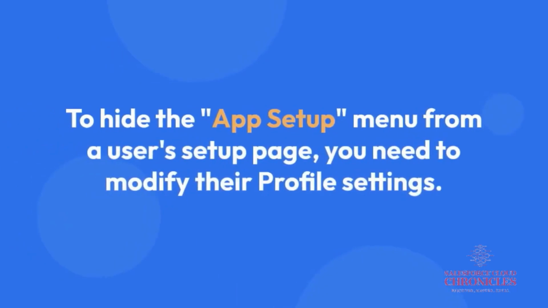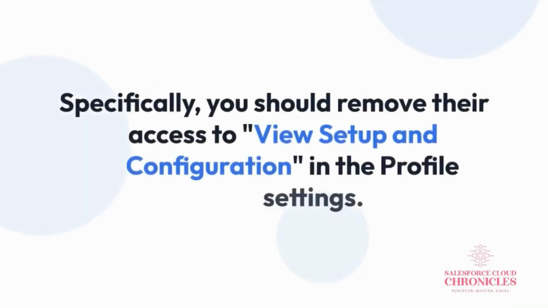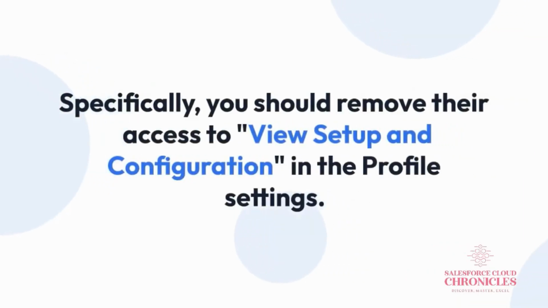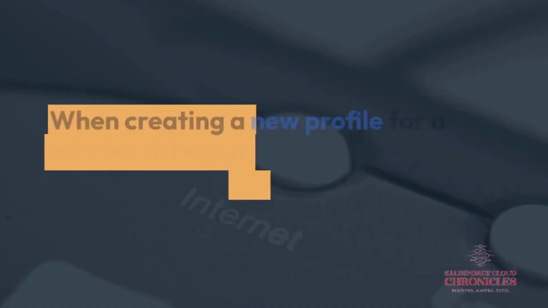Question 66. How can you hide the App Setup menu from a user's setup page? To hide the App Setup menu from a user's setup page, you need to modify their profile settings. Specifically, you should remove their access to View Setup and Configuration in the profile settings.